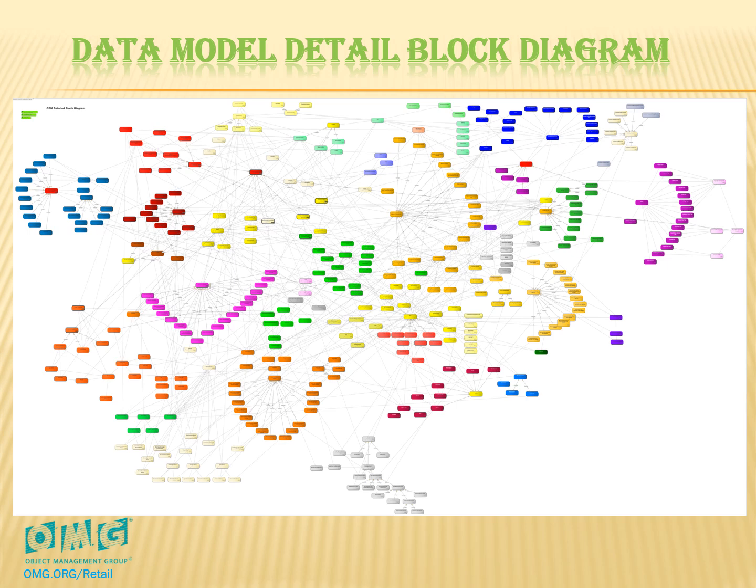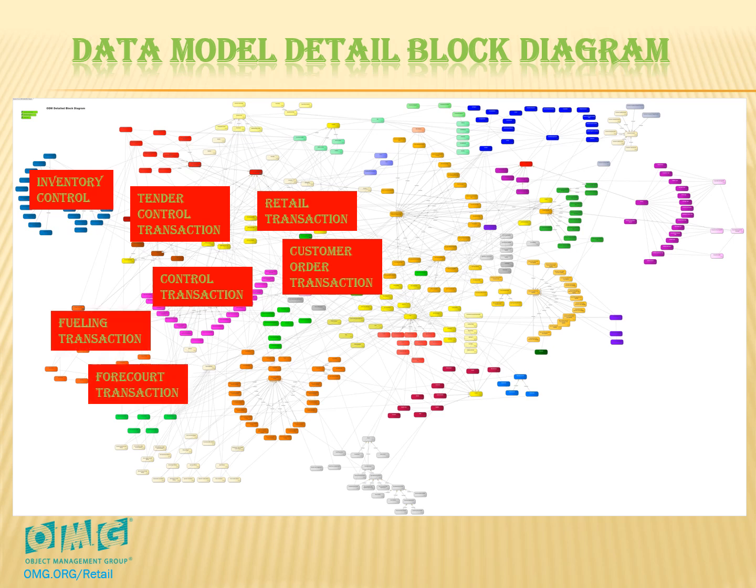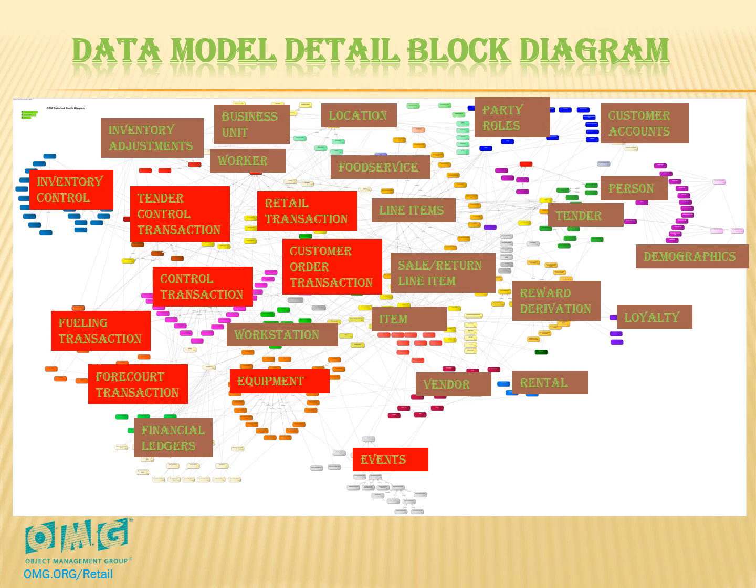So let's take a little more detailed look, and here's a detailed block diagram of the data model, starting with retail transactions, most important thing in the retail data model. Your customer order transactions, which help support retail transactions. Tender control transactions, inventory control transactions, fueling transactions and forecourt transactions, equipment area, events, various events that can occur, and then all of the supporting areas that have to be used for these other areas to effectively record what's going on.